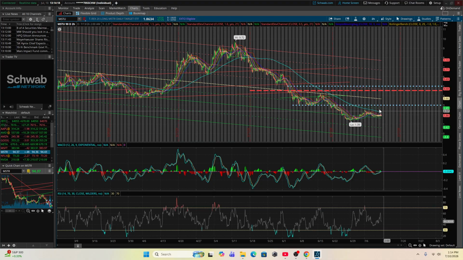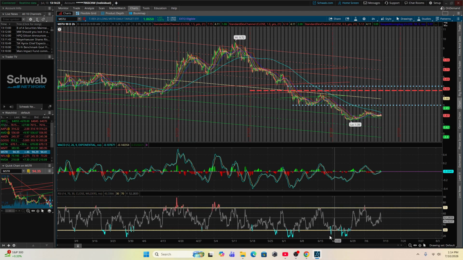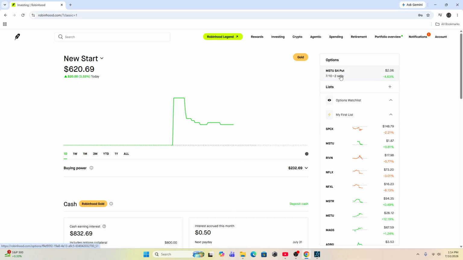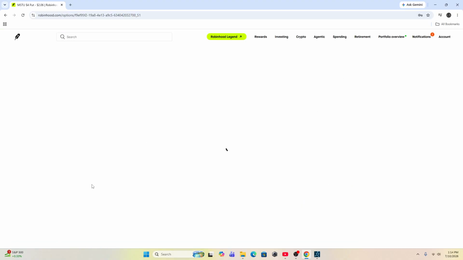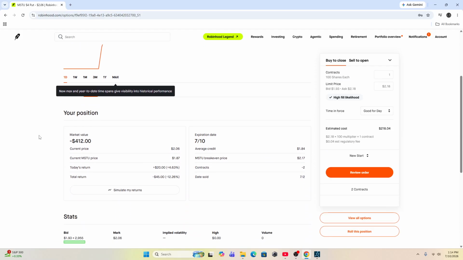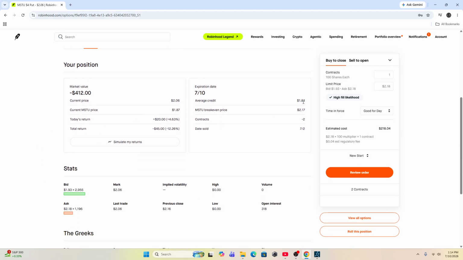So we want to be buying under $3. We had sold the puts last week, and so we're just gonna roll those over and push them out till next Friday. The reason is because we had sold these for $1.84, I believe, and the current price is $2.06. So it is down $45. I don't want to start acquiring shares already down, so I'm going to roll it out.